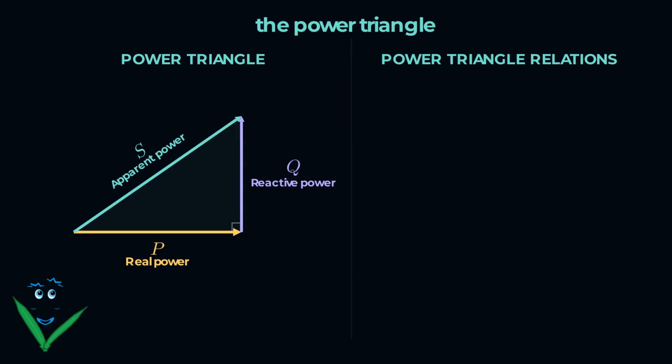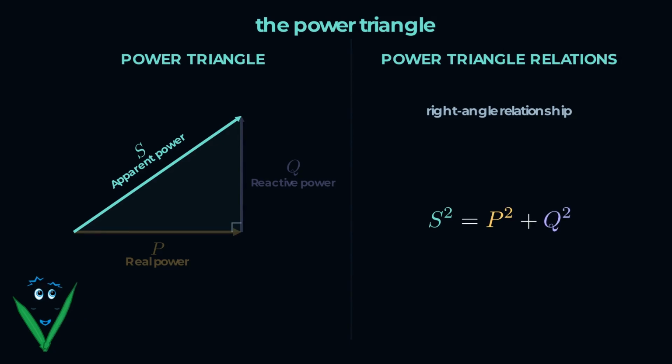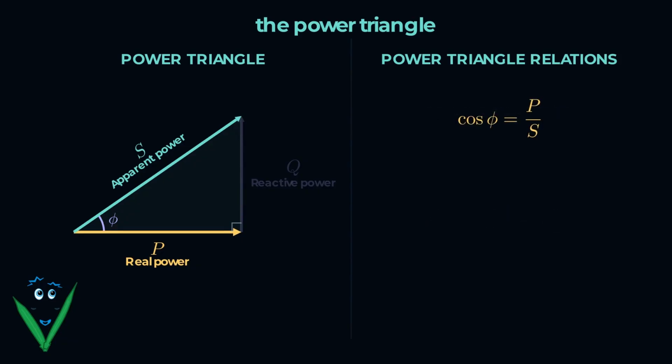Real power, reactive power, and apparent power can be represented using a right-angled triangle called the power triangle. The horizontal side represents real power, the vertical side represents reactive power, and the hypotenuse represents apparent power. The apparent power squared is therefore equal to the real power squared plus the reactive power squared. The angle between the real power axis and the apparent power line is the same phase angle that separates the voltage and current. The cosine of this angle is equal to the real power divided by the apparent power, while its sine is equal to the reactive power divided by the apparent power.